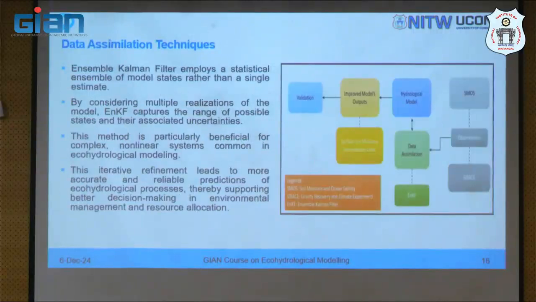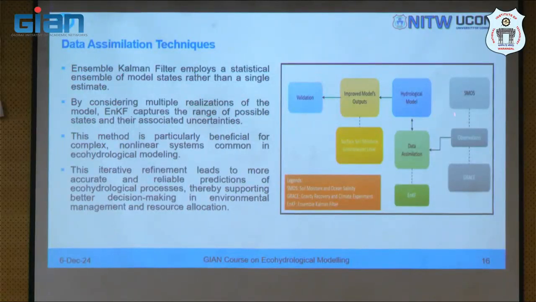So, ensemble Kalman filter is an upgradation of your Kalman filter, which employs a statistical ensemble of model states rather than a single estimate. So, Kalman filter uses a single estimate, whereas ensemble uses a range of values, right? And it is more useful in nonlinear systems such as hydrological systems or eco-hydrological systems. They are not really linear. So, in those cases, your ensemble Kalman filters are quite reliable in assimilating the data.